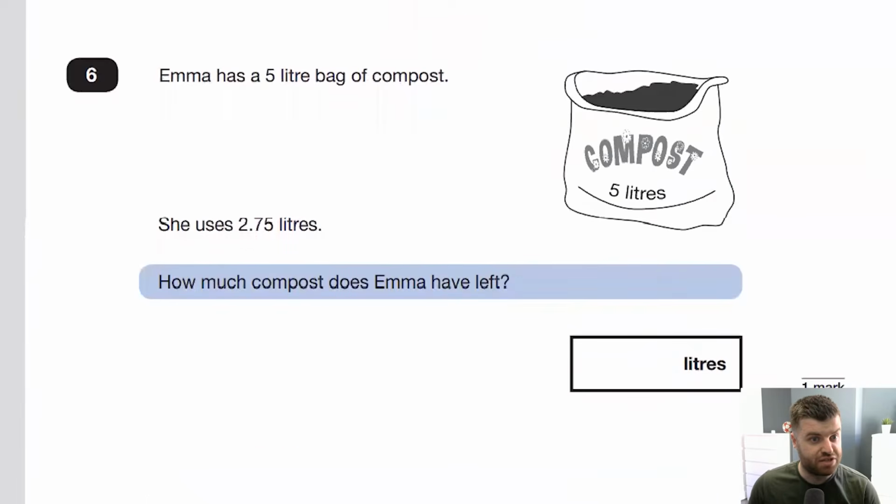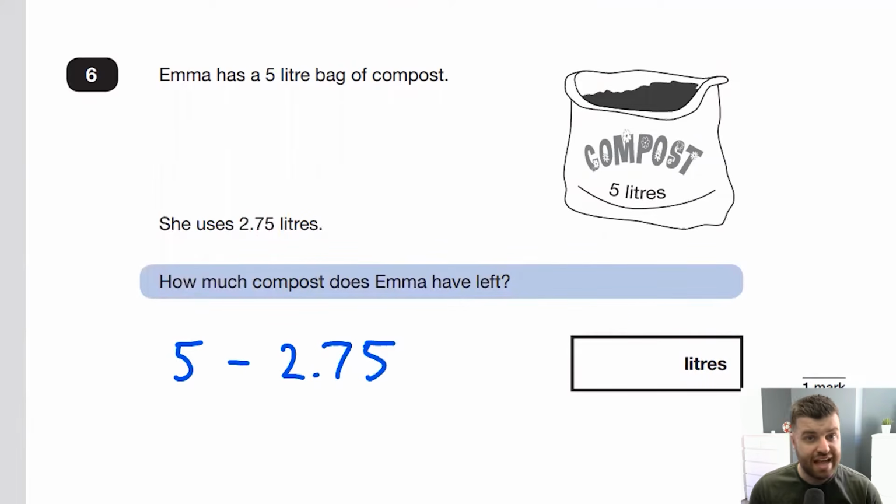Let's see question 6. Emma has a 5-litre bag of compost. She uses 2.75 litres. How much compost does Emma have left? Well, this is a simple case of 5 litres subtract 2.75 litres. And if you guys have seen our video of the arithmetic walkthrough, this was a very common question.